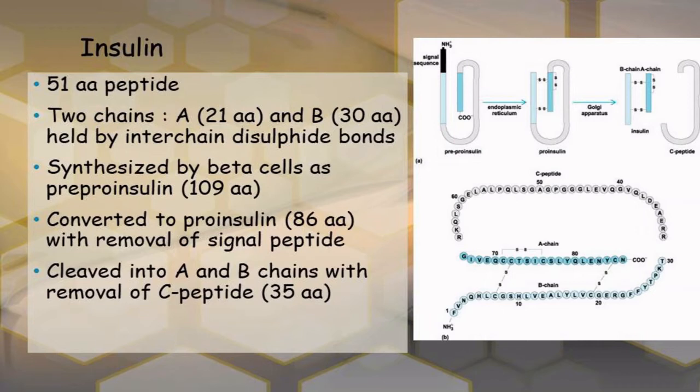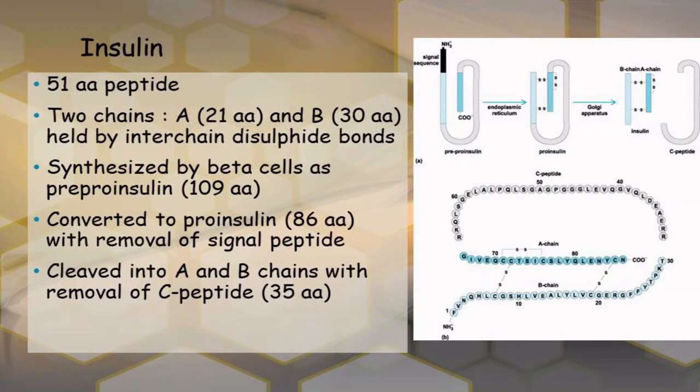The interchain disulfide bonds are between two different chains, whereas intrachain disulfide bond means within the same chain between the amino acids, right? So for insulin, you have two disulfide bonds interchain between A and B, and you have one disulfide bond that is intrachain, that is within the A chain, right?